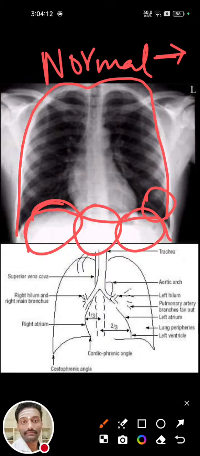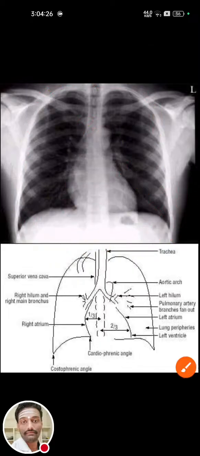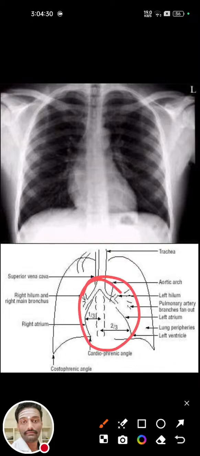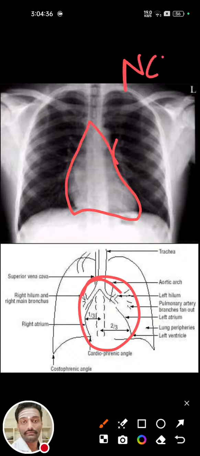Okay, next see the mediastinum and hila. The normal sized pulmonary artery, hila not enlarged or asymmetric. Aortic arch is normal, no mediastinal widening. It is a normal film, a normal chest X-ray.